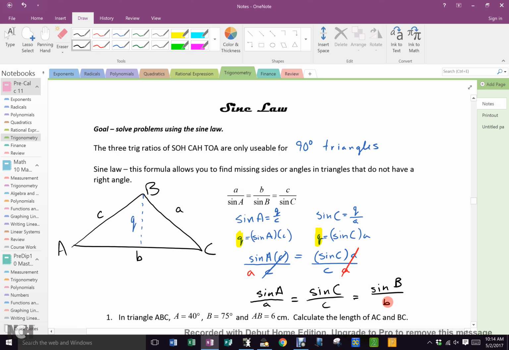Now listen to me. This is the way I was taught sine law, with the signs in the numerator. This is the way a lot of textbooks now, 20 years later, write it, with the signs in the denominator. Does it matter? No, as long as you keep it all the way through. If you start with this, you got to finish with this. If you start with this, you got to finish with this. Does everybody understand? All right.